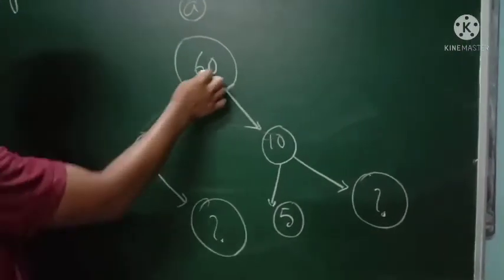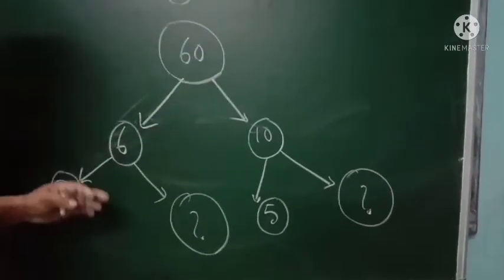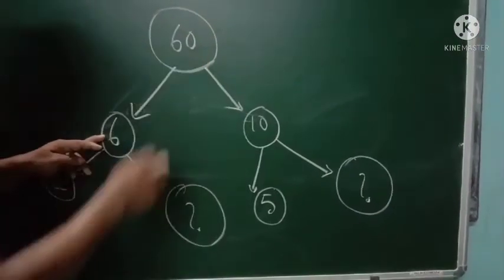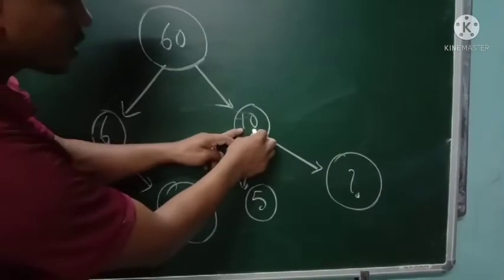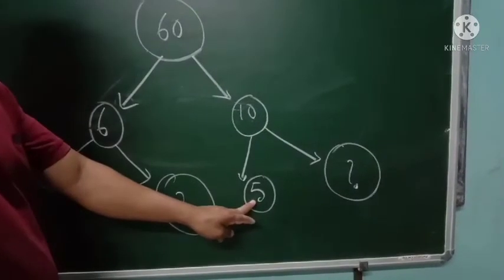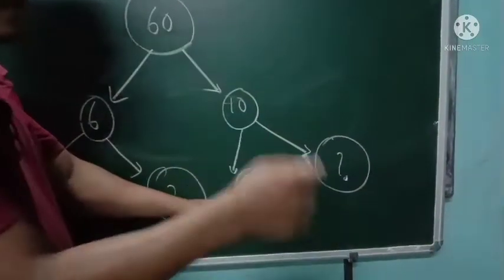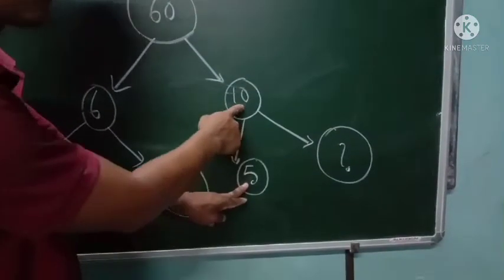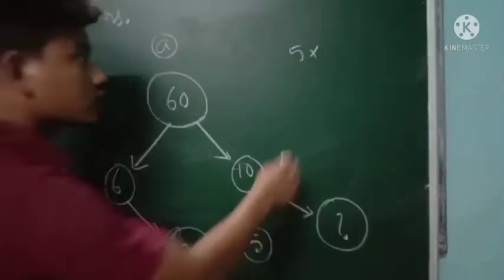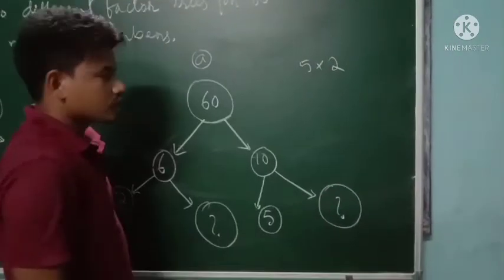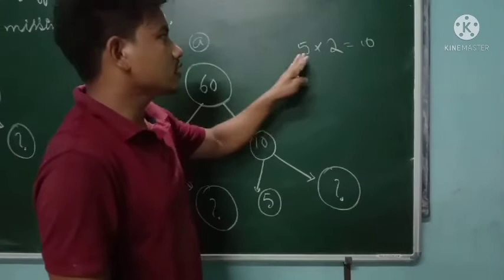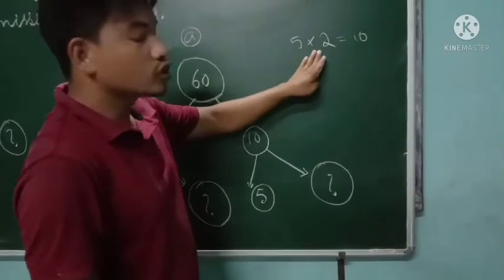First of all, 60. This 60 we can divide as 6 into 10, because 6 into 10 you will get 60. Next, again this 10, how can you divide? Suppose 5 is already given, then you have to multiply by 2 to get this 10. So this 10 you can divide as 5 into 2.